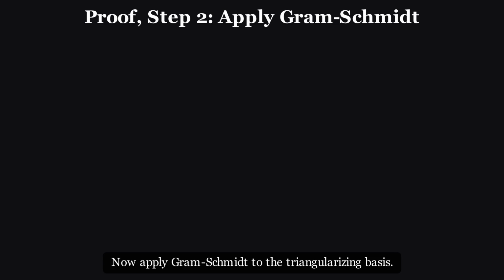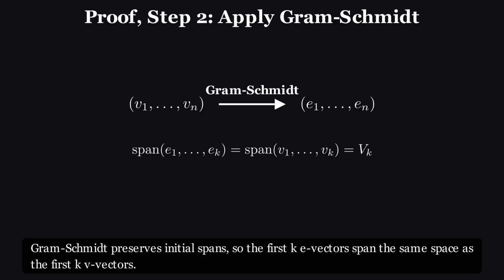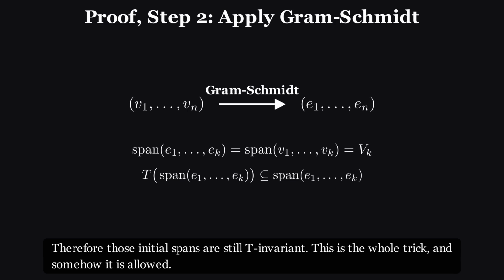Now apply Gram-Schmidt to the triangularizing basis. We get an orthonormal basis E1 through En. Gram-Schmidt preserves initial spans. So the first k E vectors span the same space as the first k V vectors. Therefore those initial spans are still T invariant. This is the whole trick. And somehow it is allowed.